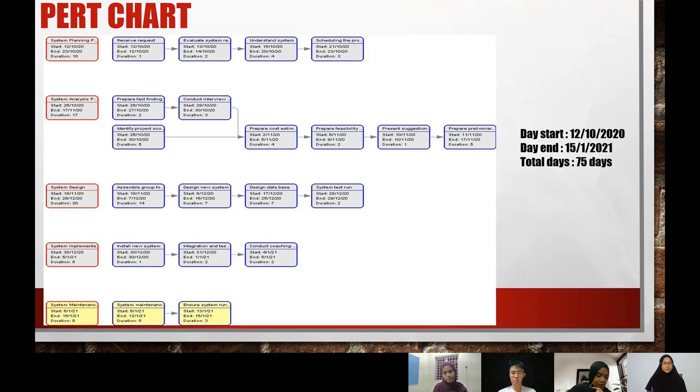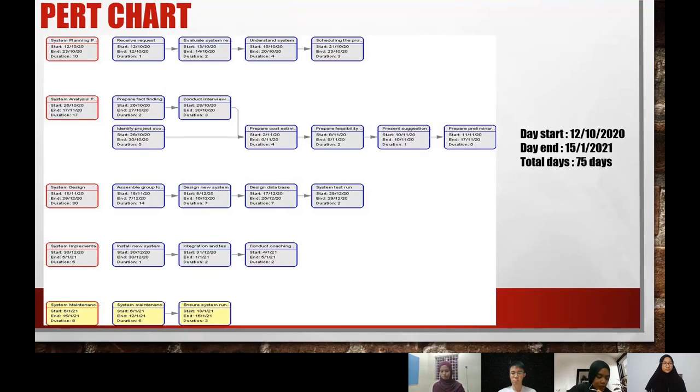For the system design phase, first of all, we assemble a group for system designing purposes, such as system designer, system programmer, and technician. We need 14 days, which is 2 weeks, because we want to find the best expertise to develop our new system. And then we design the new system for 7 days, and then design the database for 7 days, and then we do a system test run for 2 days. And then for systems implementation, we install the new system at the client's place for 1 day.